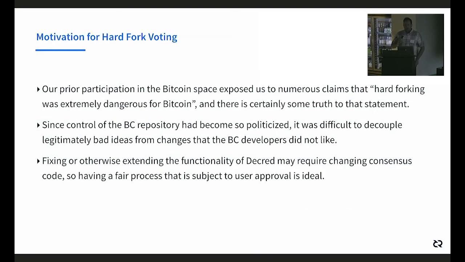So in the long run, making Decred great again may involve changing the consensus code. We may not have gotten it right on the first pass, and I acknowledge that. To say that any piece of software is perfect as it's written, I imagine it's possible, but it's very, very, very improbable. So we've built this hard fork voting system with correcting, improving, and enhancing things as we go in mind.